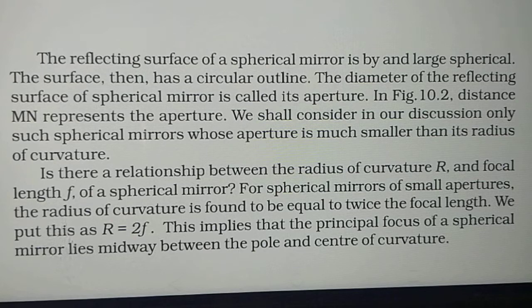Now, is there a relationship between radius of curvature and focal length? So yes, there is a relation. This is already given. R is equal to 2F. That means the radius of curvature will be double the focal length. Now this implies that the principal focus of the spherical mirror lies midway between the pole and the center of curvature.